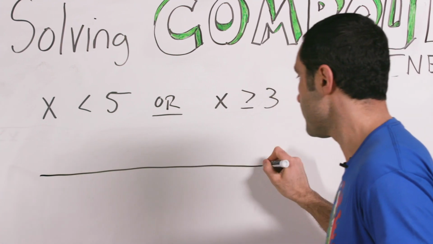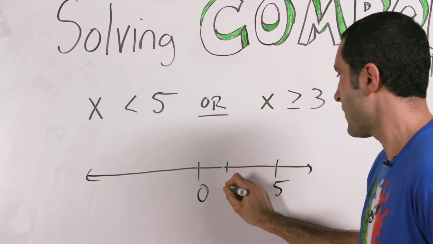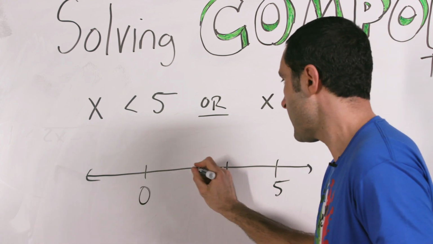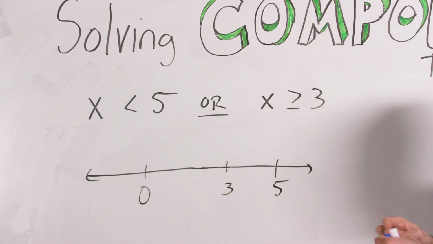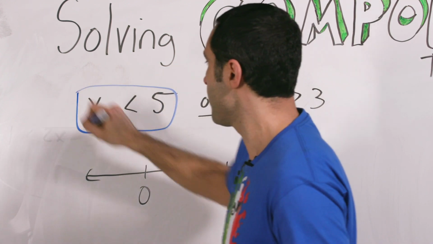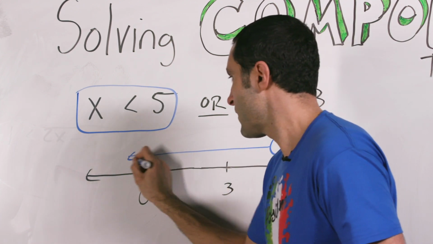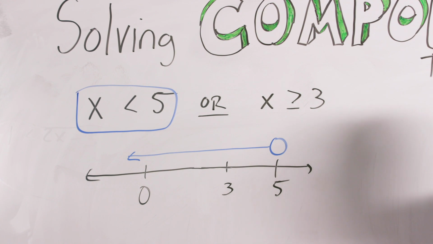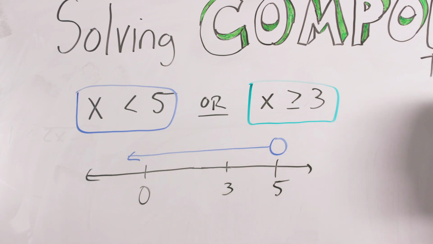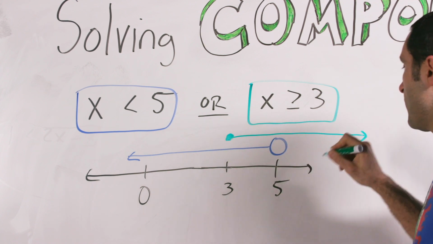Let's check it out. Here's 0, here's 5, here's 3. I'll move 0 a little over, a little space. That's good. Okay. Less than 5, we'll make them blue. All numbers less than 5. Put that in a little box. 5, open circle. Less than means left. All right? And then 3, greater than or equal to 3 is in green. So we can go closed. Greater than means right. Cool.